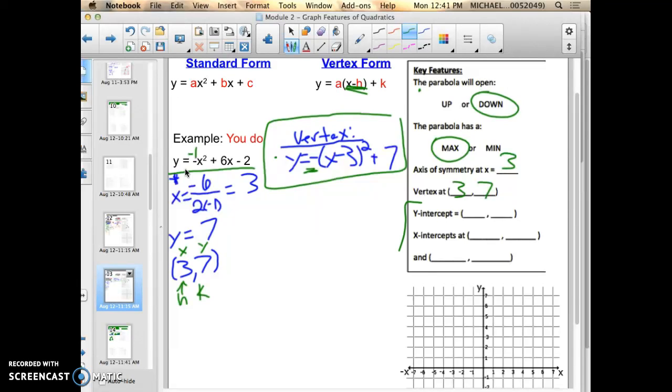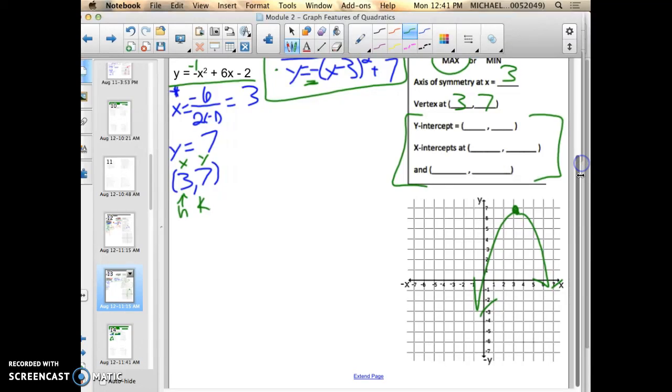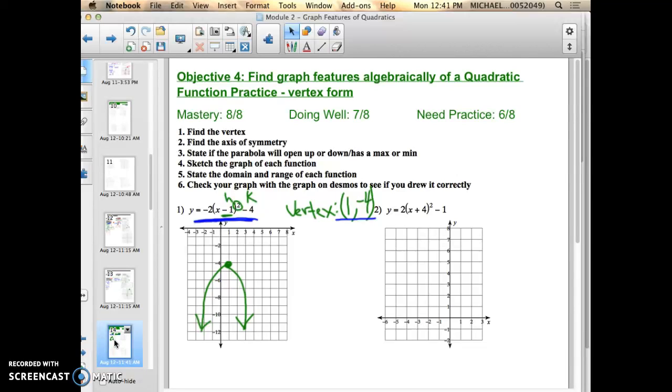But these pieces I care more about when you learn how to graph the graph exactly. Then you should be able to put all of this together and find it exactly. So, at this point, though, I can graph 3, comma 7 and know that it opens down, something like that. And then the domain is all real numbers, and the range is from negative infinity up to 7, which you should have already done. So at this point, you should be able to work through this practice. Finding the vertex, finding the axis of symmetry, state if it'll open up or down, has a max or min, sketch a graph, and then state the domain and range.